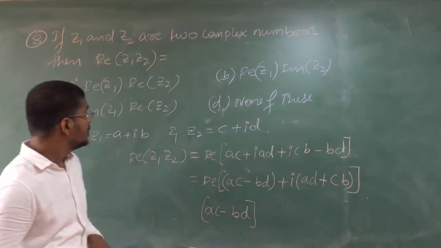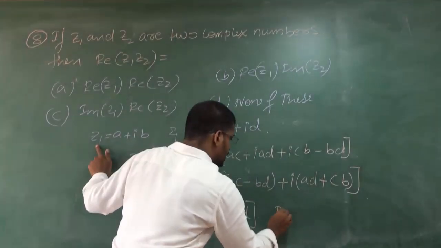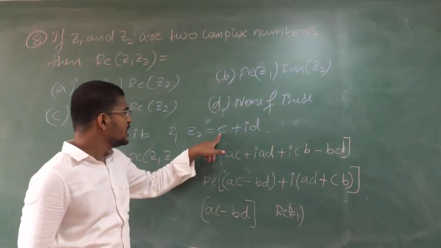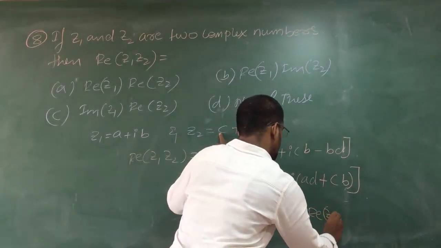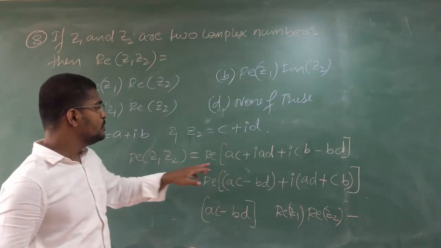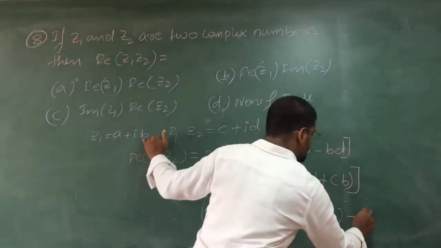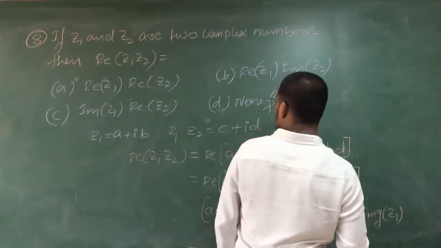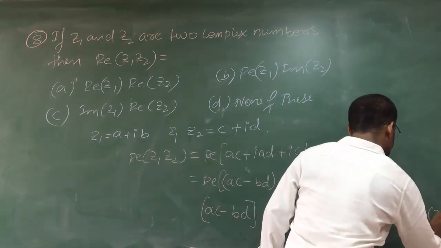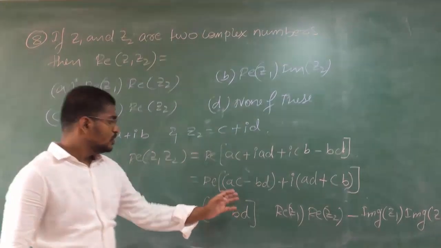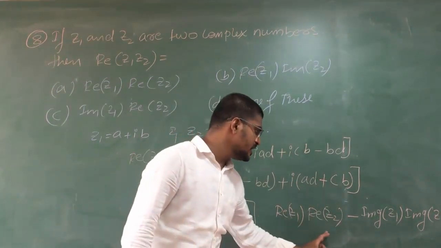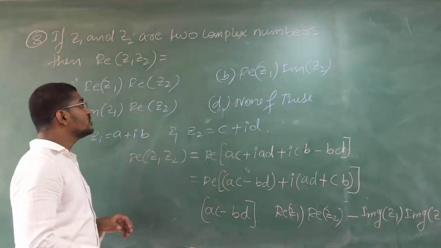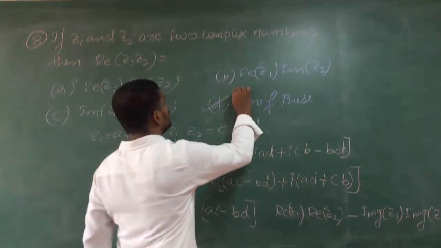What is a here? a is the real part of Z1. Next, what is c here? The real part of Z2. Minus, what is b? The imaginary part of Z1. What is d? The imaginary part of Z2. Clear? So the real part of Z1 into Z2 is the real part of Z1 into the real part of Z2 minus the imaginary part of Z1 into the imaginary part of Z2. So that's why your answer is none of these.